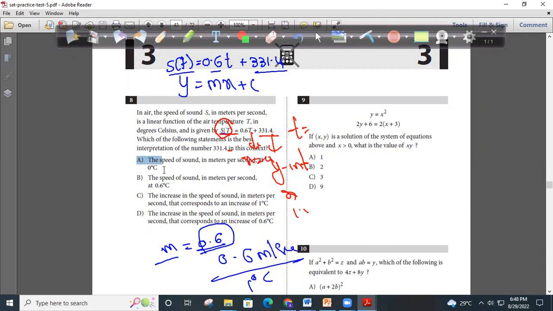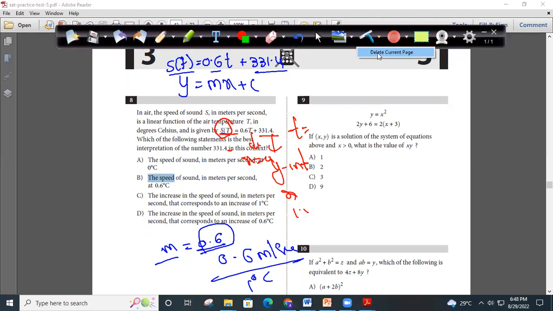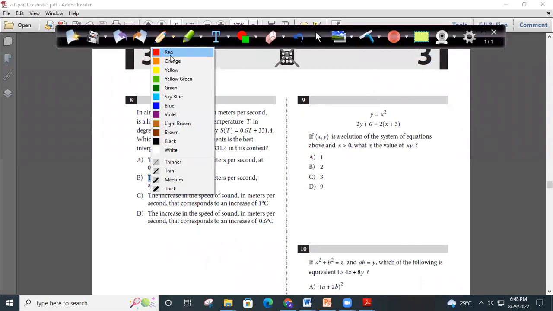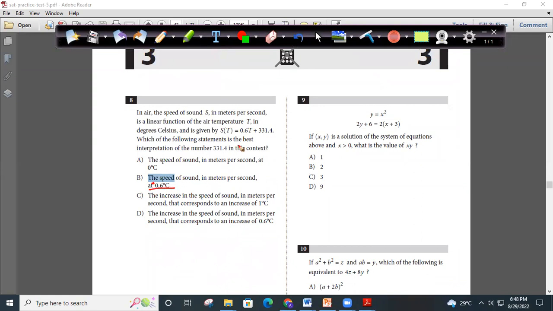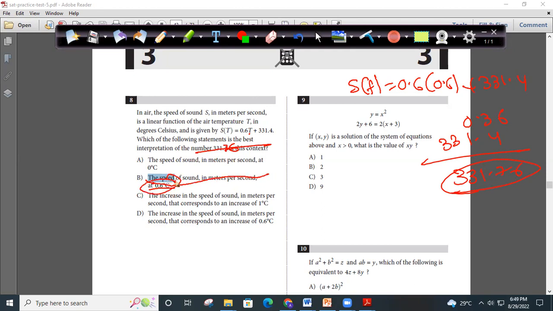So happily, A for Agra should be the answer. Everyone should have given me this answer. Some of you are saying B for Bangalore. No, wrong, right? What is the speed of sound in meters per second at 0.6? Replace T with 0.6. So S of T is equal to 0.6 into 0.6 plus 331.4. 0.36 plus 331.4 is 331.76. So 331.4 is the speed of sound in meters per second when T equals 0 degrees, or the initial value.